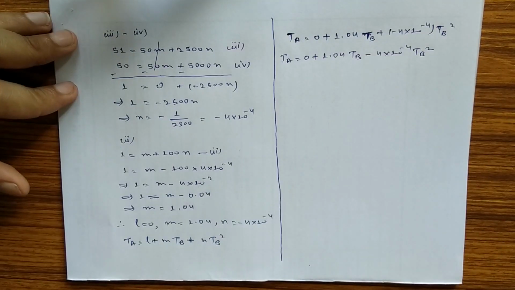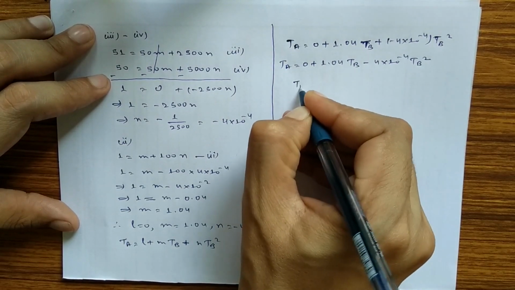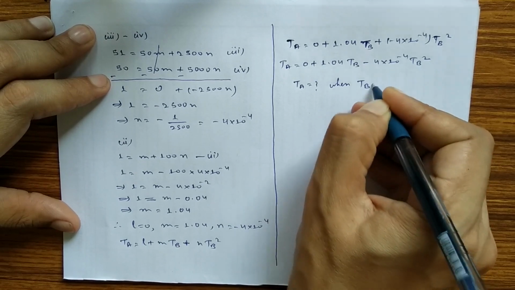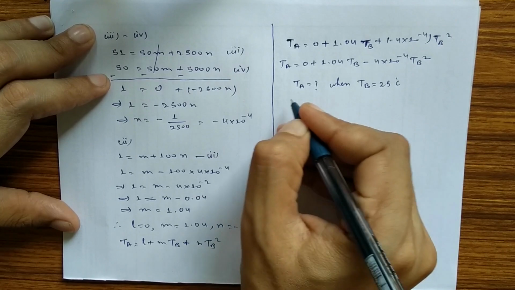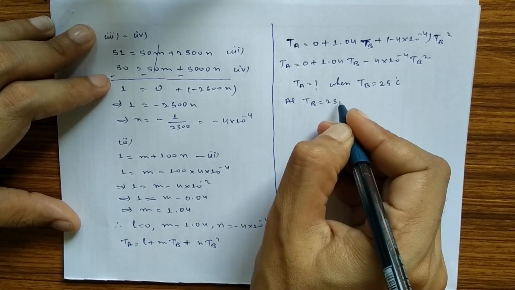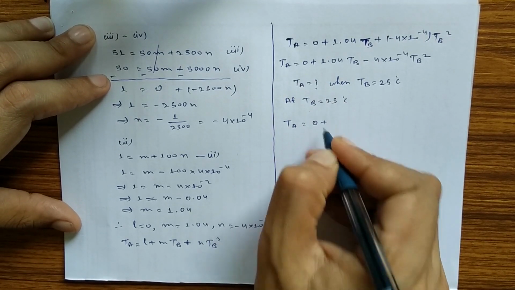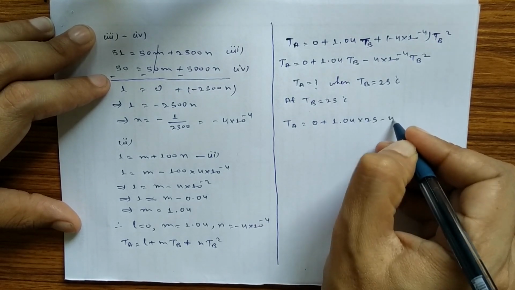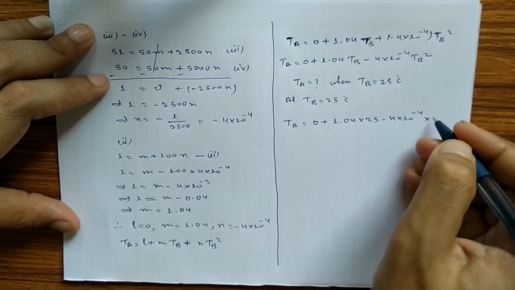And it is asked in the question the value of TA when TB equals 25 degrees centigrade. So at TB equals 25 degrees centigrade, we have TA equals 0 plus 1.04 into 25 minus 4 into 10 to the power minus 4 into 25 square.